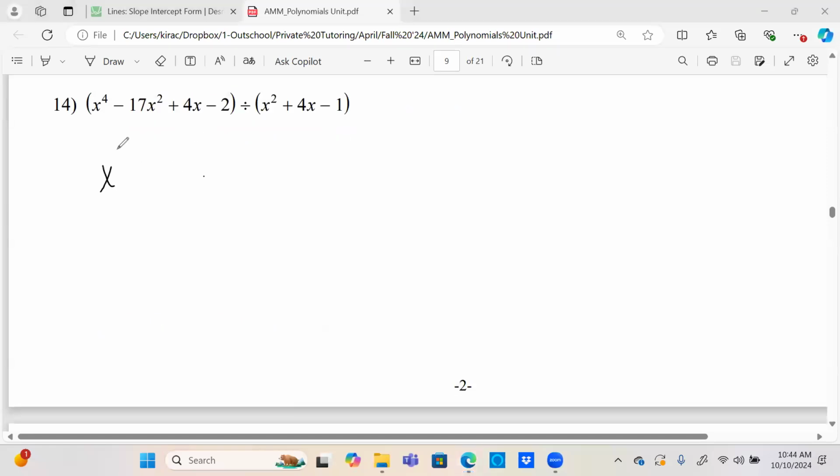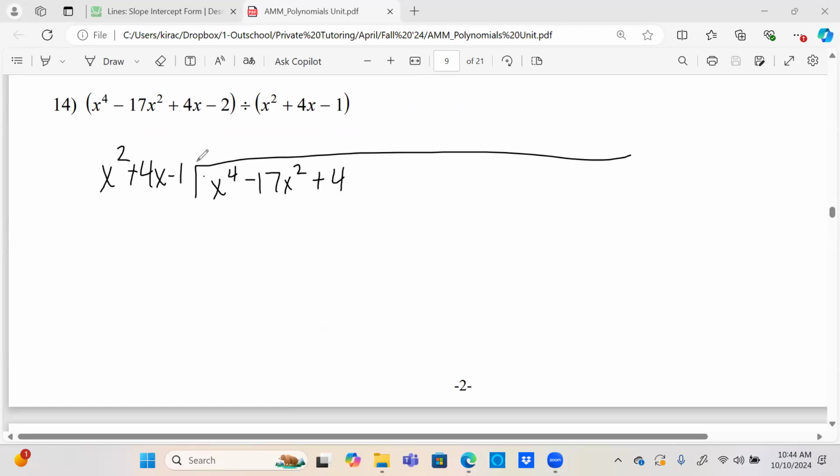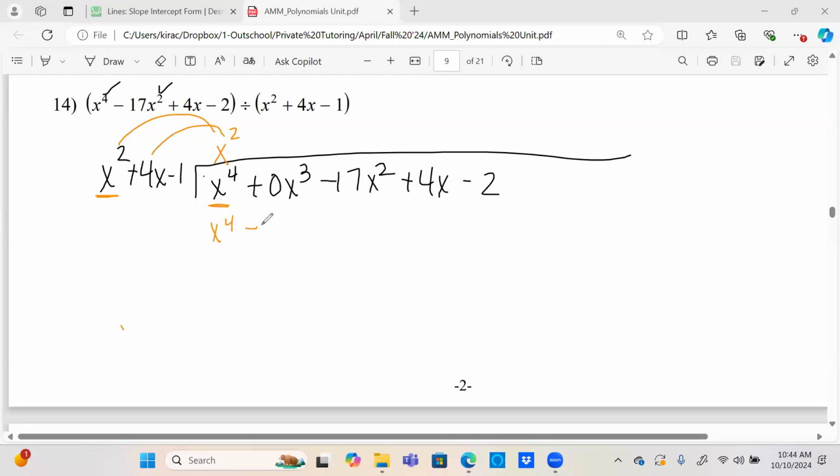Long division one more time. Oh, watch out. There is no x cubed. See how it goes from 4 to 2? We do need to put in the 0. Okay, now we're ready. First to first, he's missing 2 x's. That will make him x to the 4th, 4x cubed, and -1x squared.